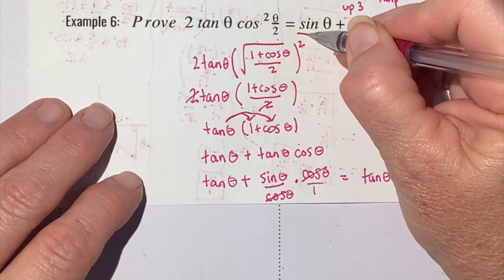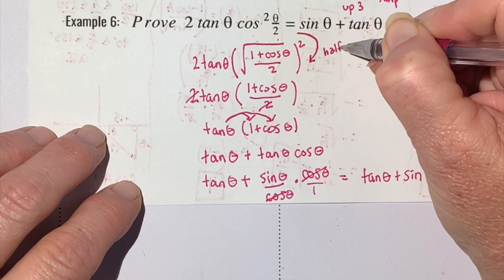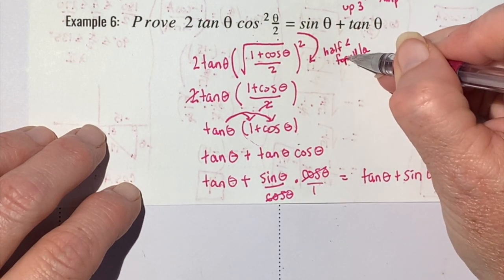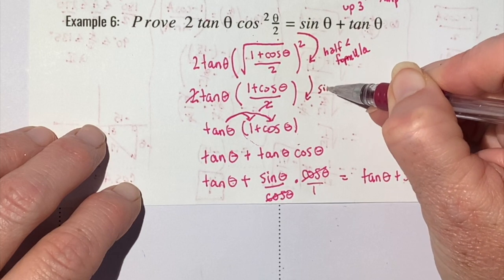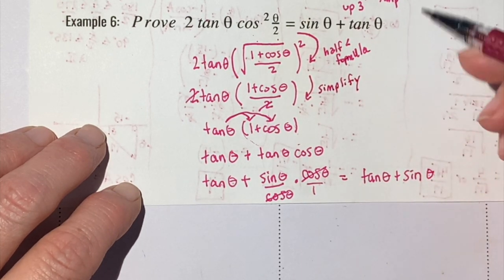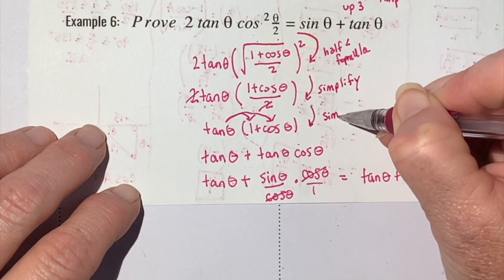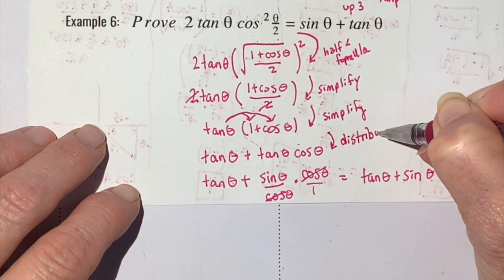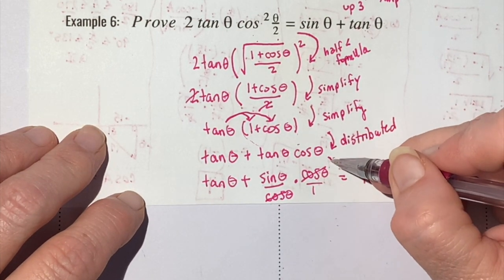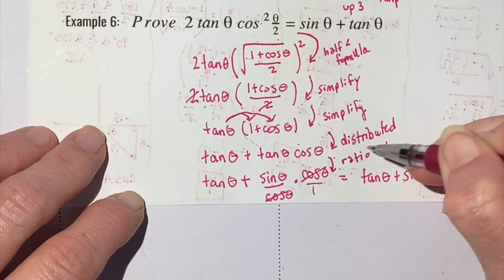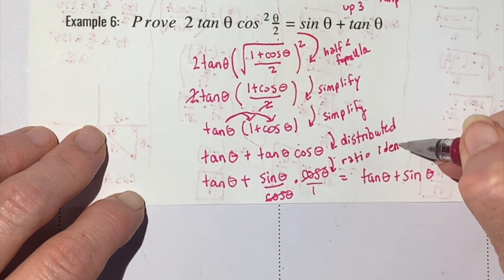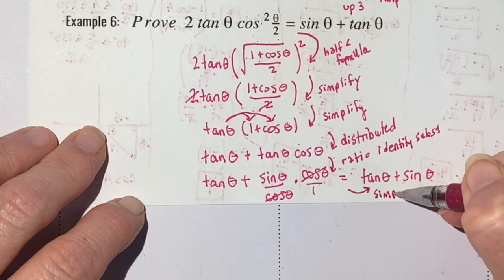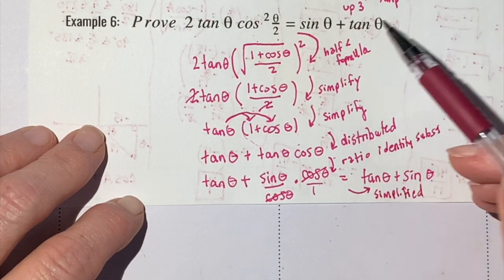So let me kind of walk back through what I did. So this was a half angle formula substitution, just then I just simplified by squaring a square root and simplified that. Another simplifying, just let the 2's divide out. And then I distributed. And then I did a ratio identity substitution, changed tangent into sine over cosine. And then I just simplified. And got to where I needed, so sine theta plus tangent theta.